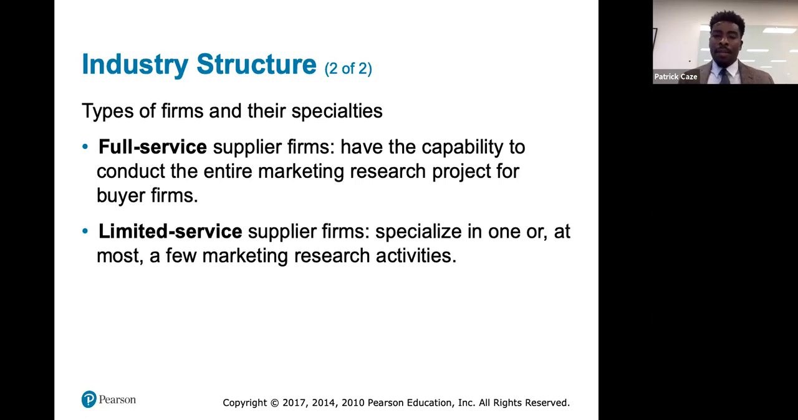Maybe they're good at doing data collection. Maybe they're good at analyzing the target market. Maybe they're good at analysis. So they'll let you know which area they're good at, and then they will do that part of it, and then maybe parse out the rest or not deal with it at all. Full service, of course, is different. They can do it all.